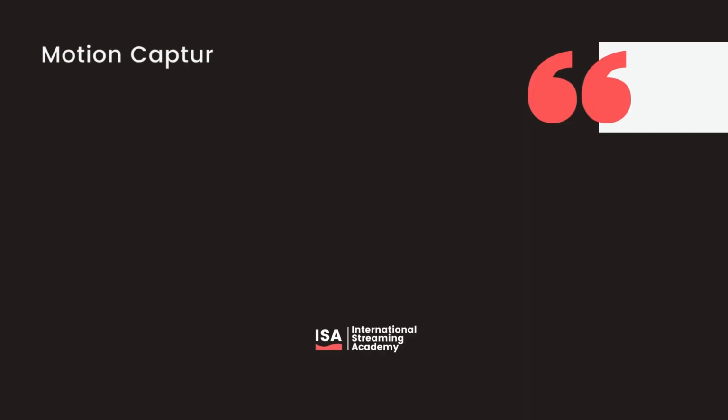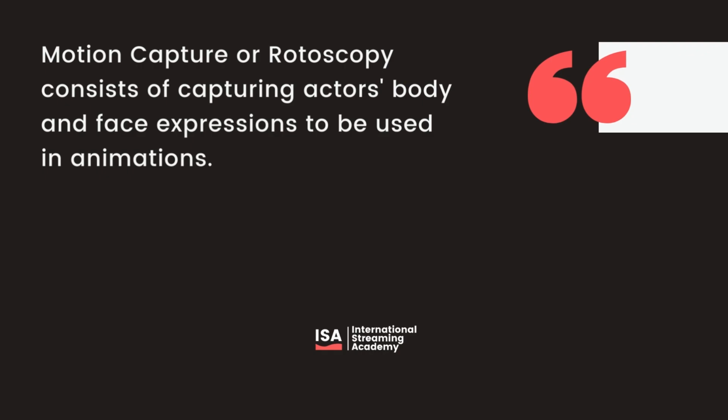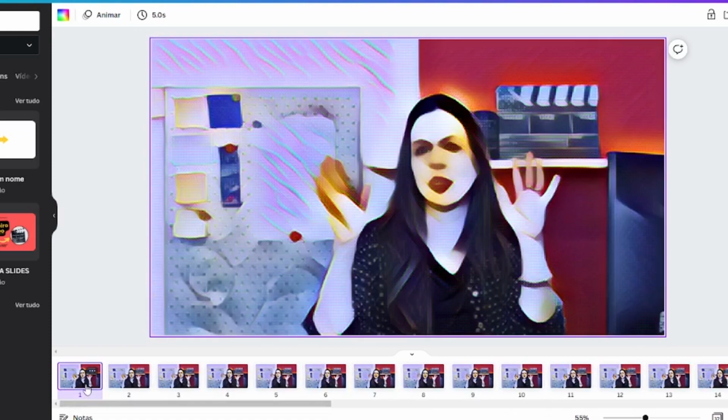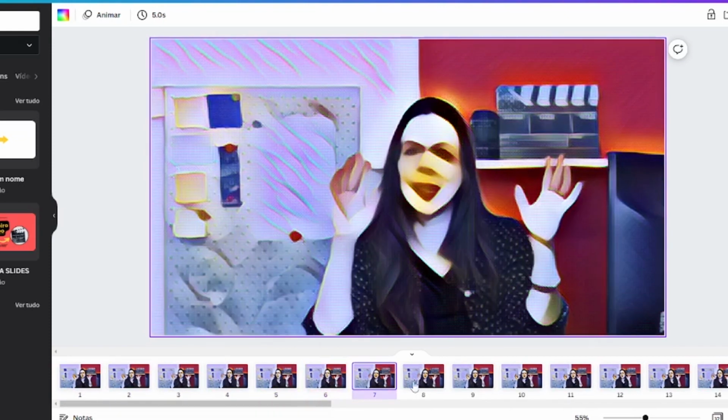So let's understand the definition. Motion capture or rotoscopy consists of capturing actors' body and face expressions to be used in animations. So it's that. I can make it right now here when I am moving my hands, moving my head. I can use it frame by frame and transform it into a drawing in a simple way in my computer here. So this is the main thing.